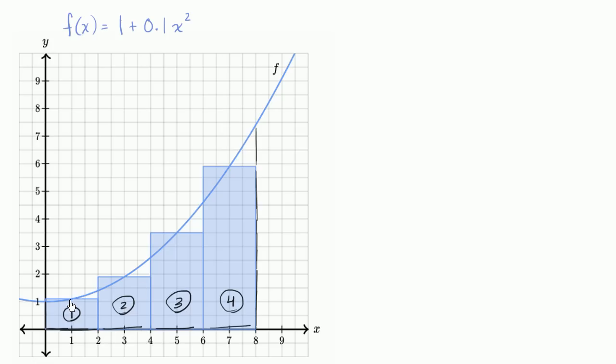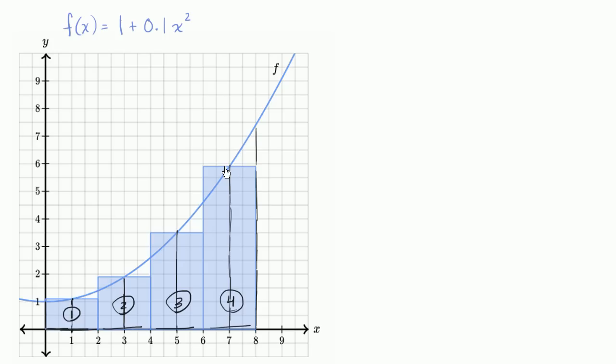And their height seems to be based on the midpoint. Between the left side and the right side of the rectangle, you take the value of the function at the middle value right over here. So for example, this height looks like f of 1. This height looks like f of 3. The height of this rectangle is f of 5. And this height is f of 7.